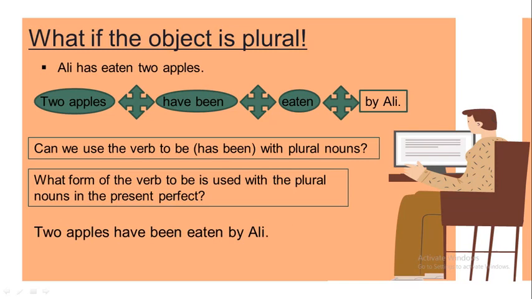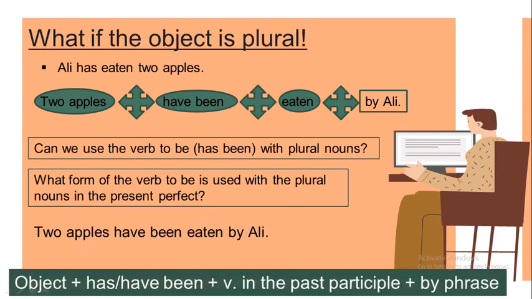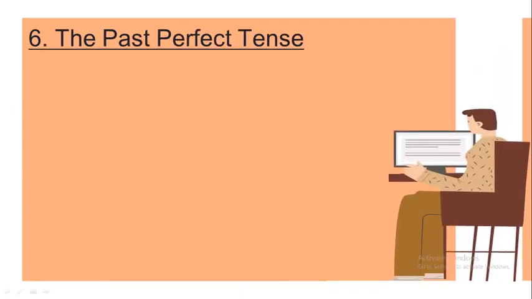So can you guess the general form of the passive voice in the present perfect? Excellent. It is the object plus has been or have been plus the verb in the past participle and the by phrase. Now let's see the past perfect.